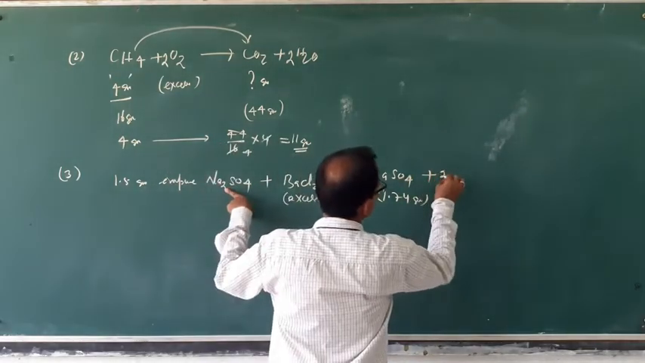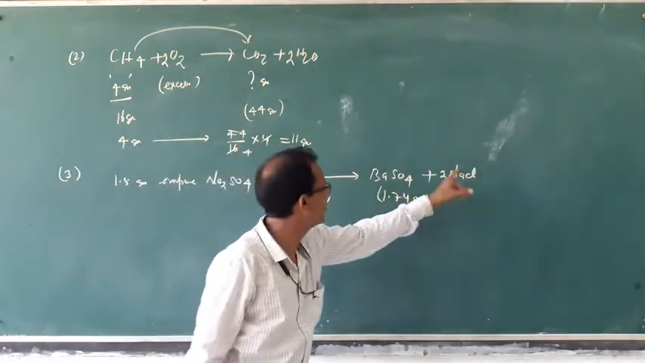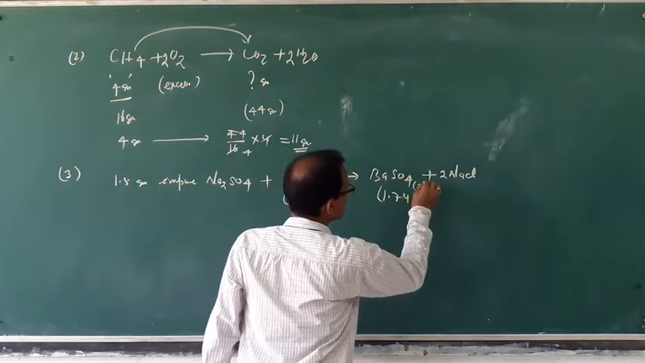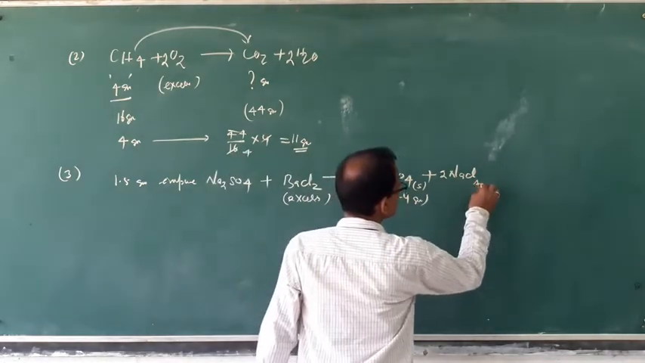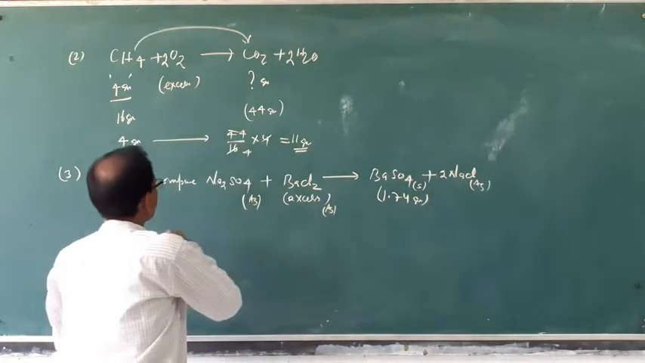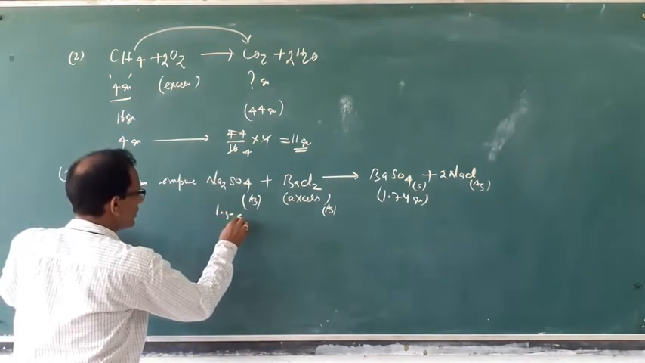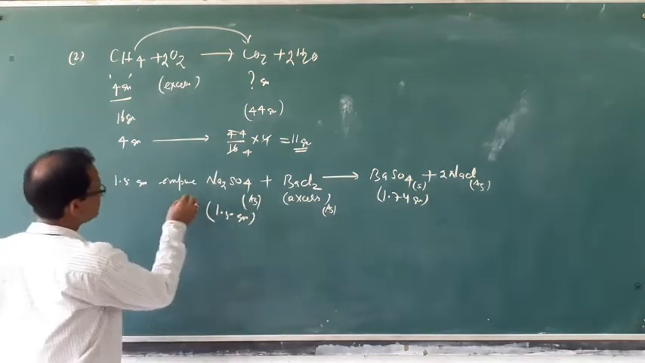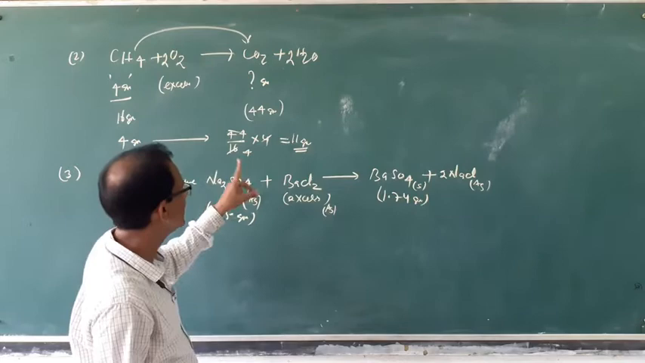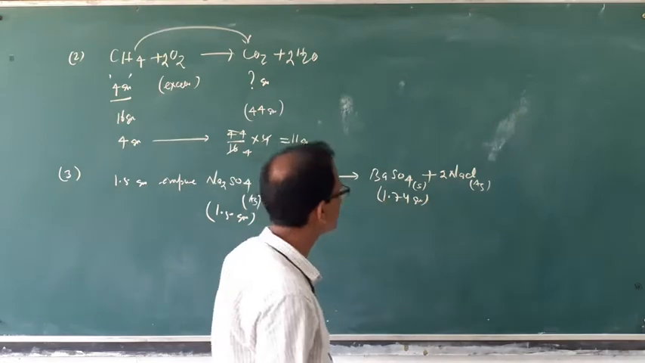Here 2 molecules of sodium chloride and barium sulfate, and barium sulfate will be precipitated as solid. Both will be aqueous because these are soluble. But the amount of sodium sulfate taken as per the question is 1.5 gram. But it is impure. It is not pure. This much of sodium sulfate is taken in excess barium chloride solution. During the reaction 1.74 gram of barium sulfate is produced.